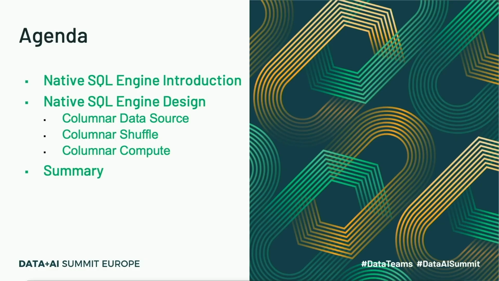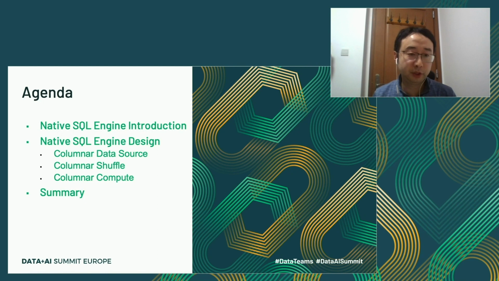Okay, so this is the agenda today. First, we will do a general introduction on our Native SQL Engine, our motivations for this project, and the general architecture. Then we will dig into those details. There are three big components in this project. The first one is we build a columnar data source. The second one is columnar shuffle. The last one is the biggest one, columnar compute.